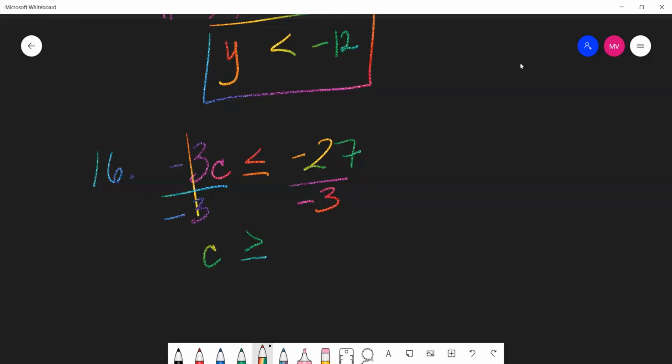First off, is our answer going to be positive or negative? Right, because if we ever divide a negative by a negative, we end up with a positive. And 3 goes into 27 9 times. I would see that 3 goes into 30 10 times, and 27 is 3 less than 30, so it must be 9. Yes, so c is greater than or equal to 9, makes this a true statement.